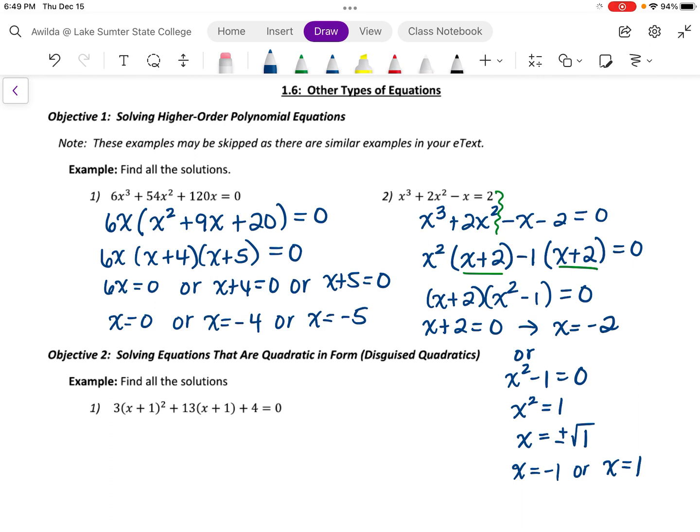That means we have 3 solutions as well. Either x is negative 2 or x is negative 1 or x is positive 1. Again, because we started with a cubic polynomial, this makes sense.